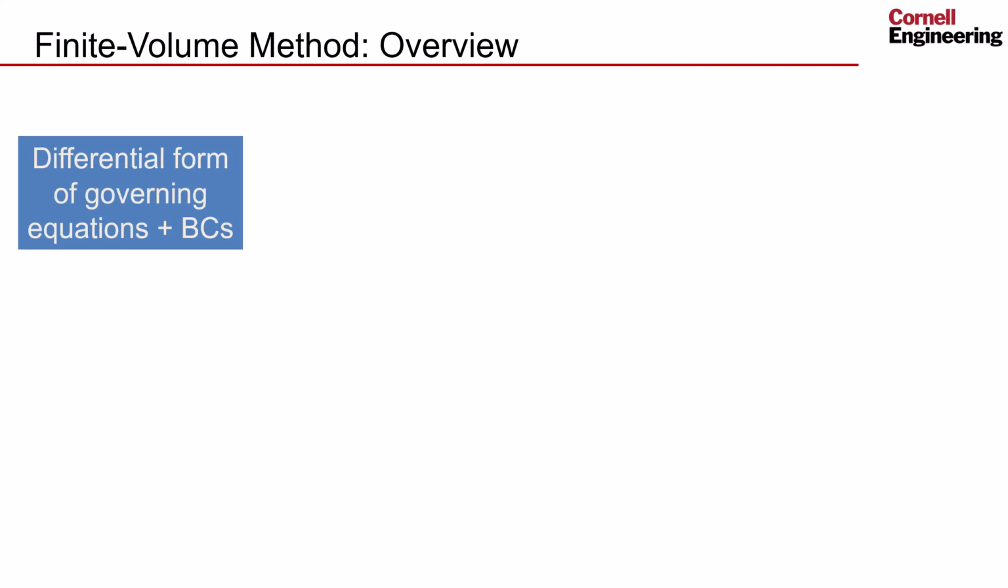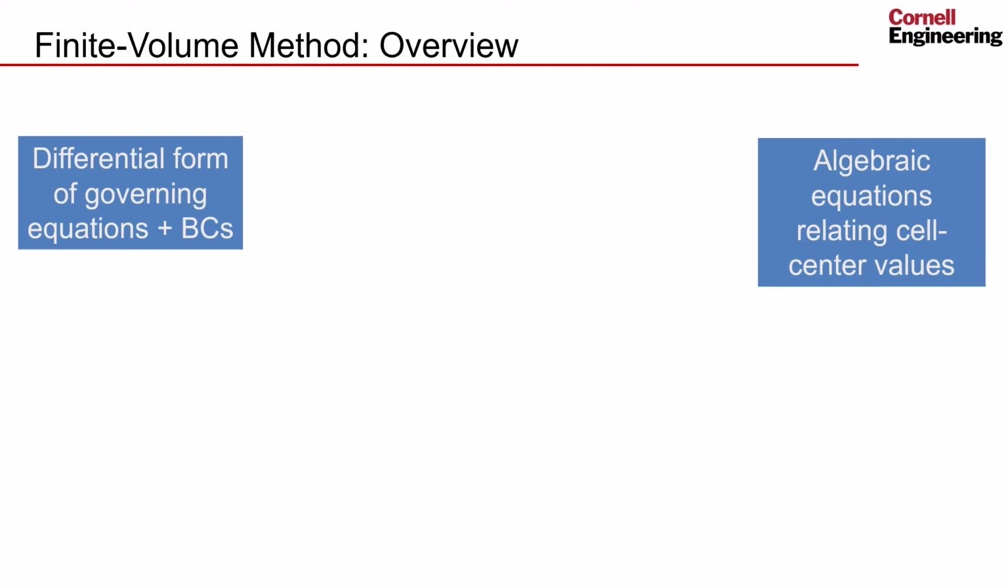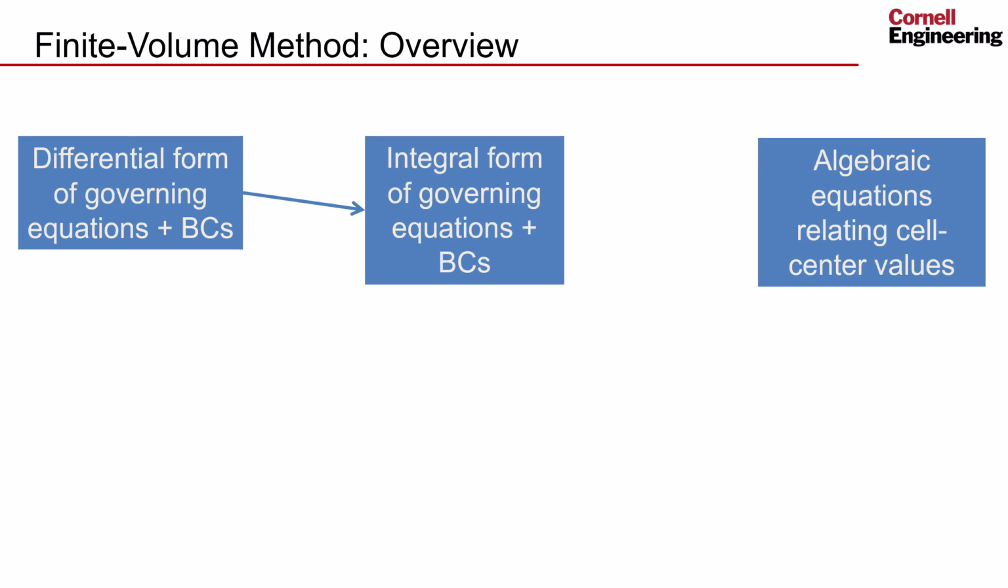It starts with the mathematical model, which we know is the differential form of our governing equations and associated boundary conditions. It needs to develop algebraic equations relating cell center values of the primary unknowns. To do this, it first goes to the integral form of the governing equations and applies it to each control volume. The process of developing these algebraic equations introduces a discretization error, caused by only finding the values at cell centers. We can reduce this error by refining the mesh.